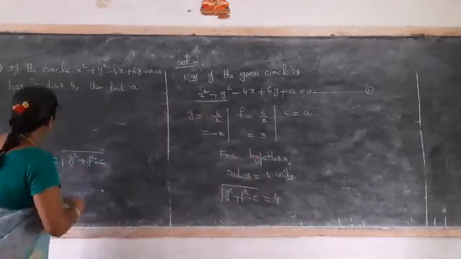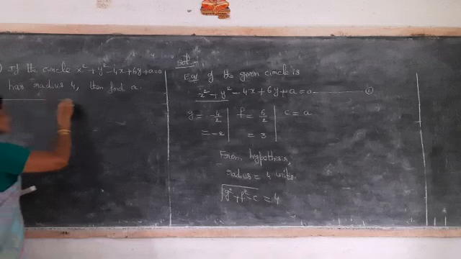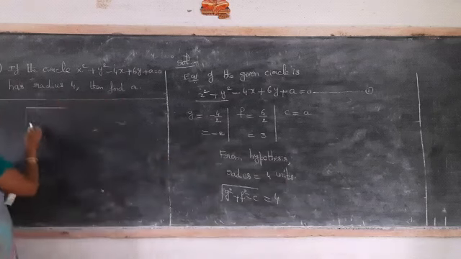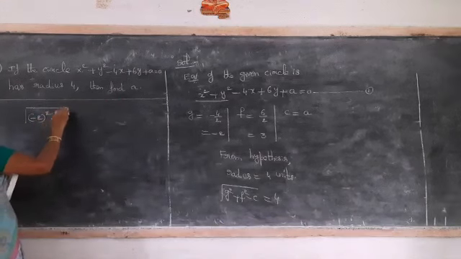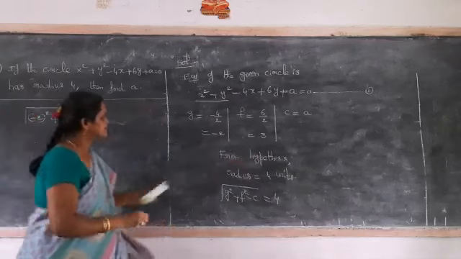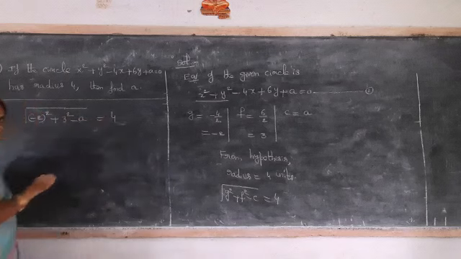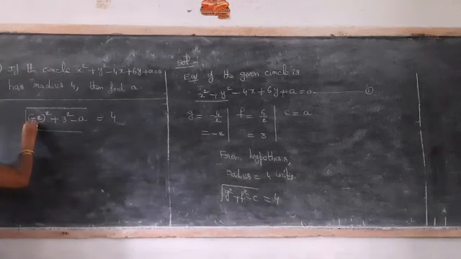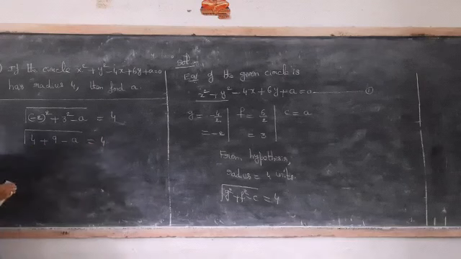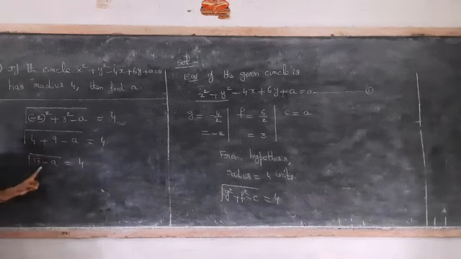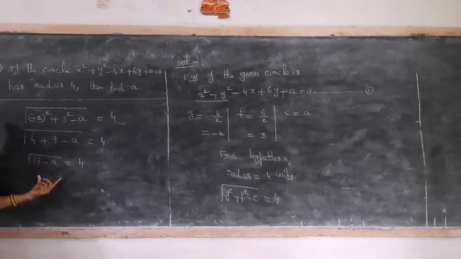So now I do substitution. Root of g, what is g? Minus 2 whole square, plus f square, that is 3 square, minus c, that is a, is equal to 4. So root of minus 2 whole square, that is 4, plus 9, minus a is equal to 4. So root of 4 plus 9, that is 13 minus a is equal to 4. Okay, after simplifying the hypothesis, finally I got this equation.